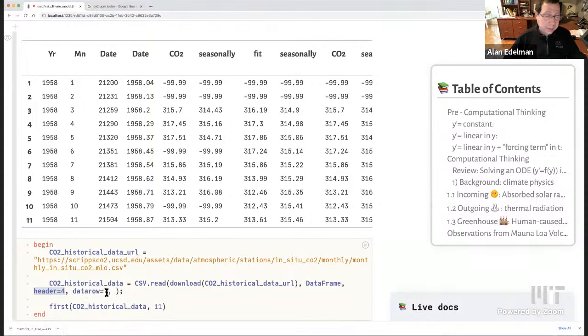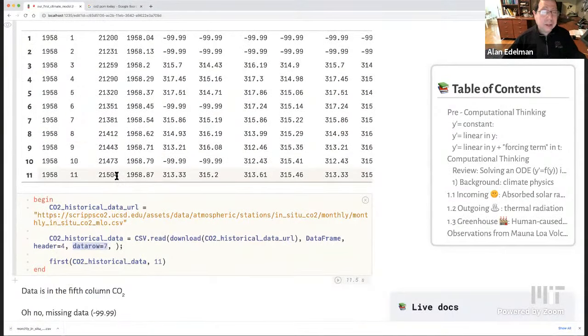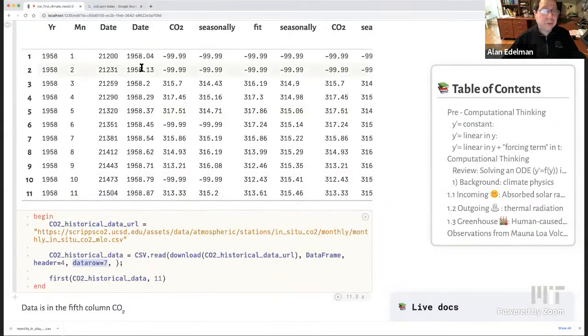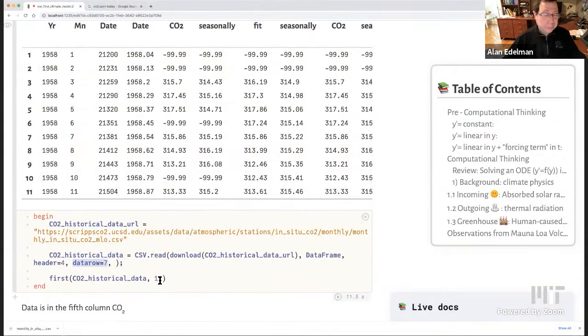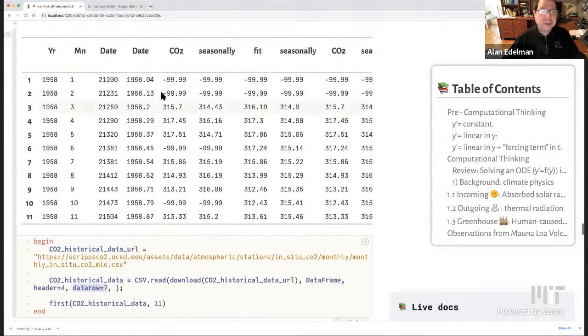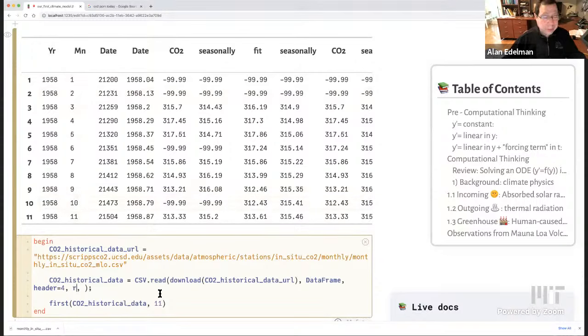And what is the data row equals 7 again? Oh, that's where we start the data reading from. There's a bunch of skipped rows, like the 5th row, the 6th row, and the data starts at the 7th row. Okay, and so here's a picture. Here you could see some of the data, the first 11 rows, and data is in the 5th column: 1, 2, 3, 4, 5, the CO2 column. But as you could see, oh no, there's missing data, right? So these minus 99.99s are indicative of we didn't get a measurement that month, right? So this is being done starting in 1958. We get one data point every month, and we could take a look at a lot more data.